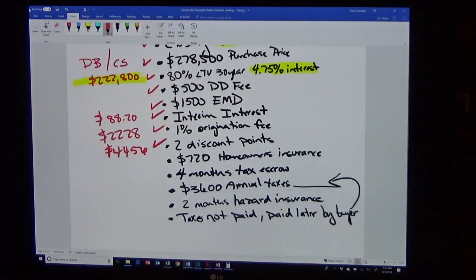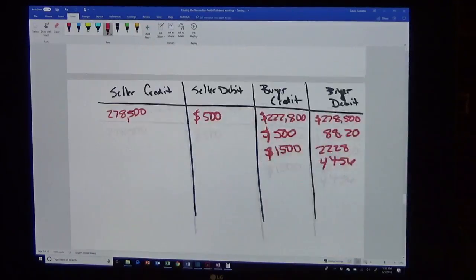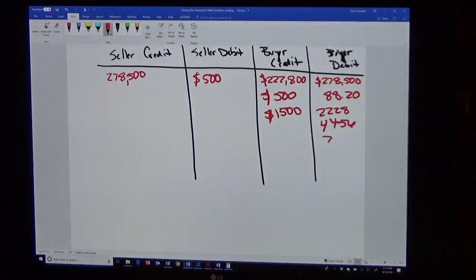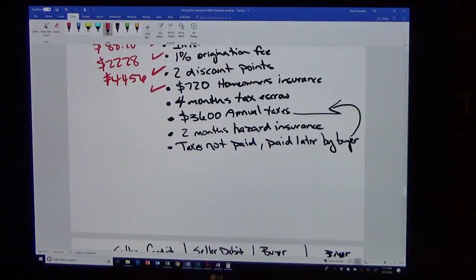$720 in homeowners insurance is our next bullet point. There's no math to do there. They just want us to charge the $720 in homeowners insurance. That's going to be charged to the buyer. So we're going to scroll down to the buyer and put $720 in buyer debit for the homeowners insurance. Taking care of that.